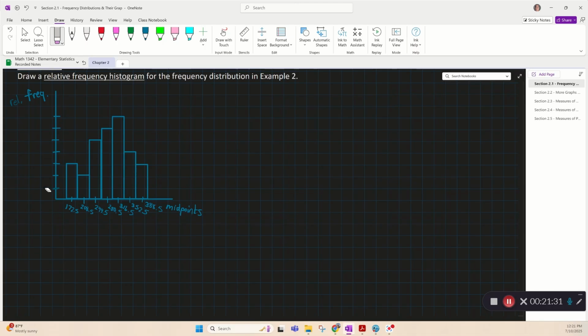So I am going to kind of erase this. You're like, but why is it? I thought it's the same. The shape is going to be the same, yes.